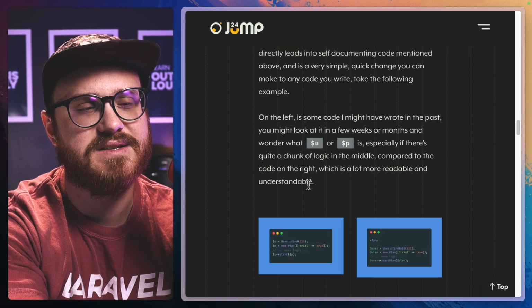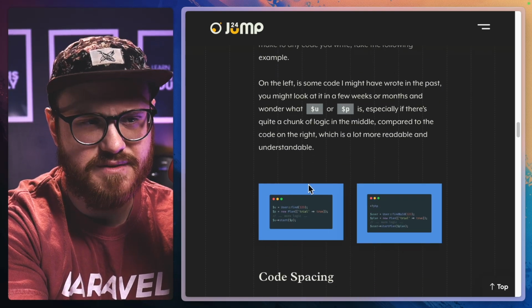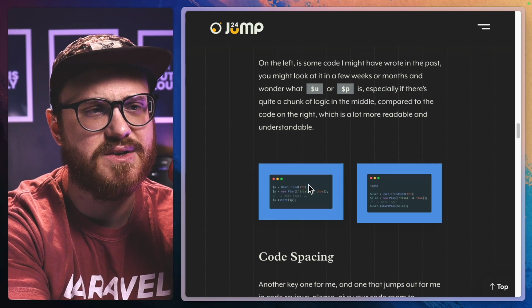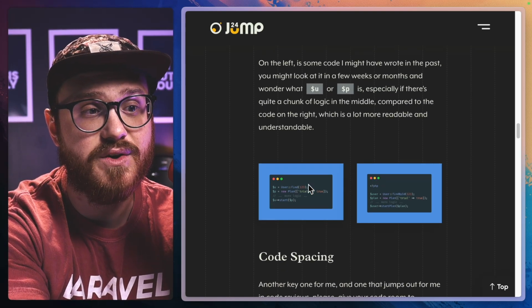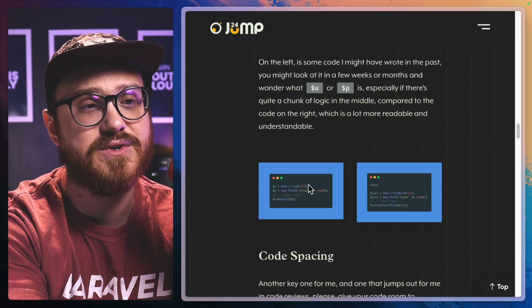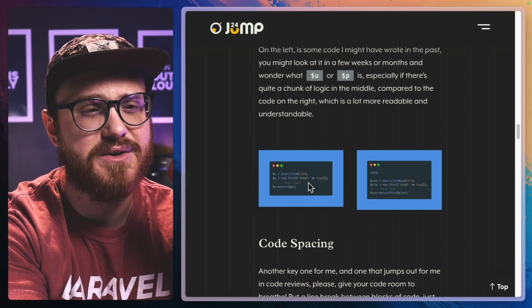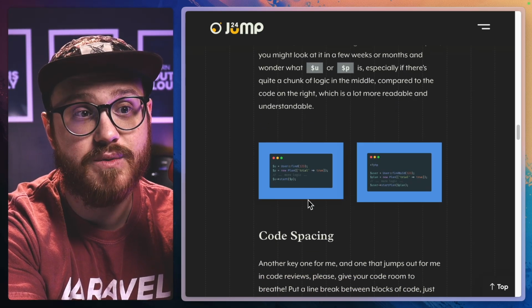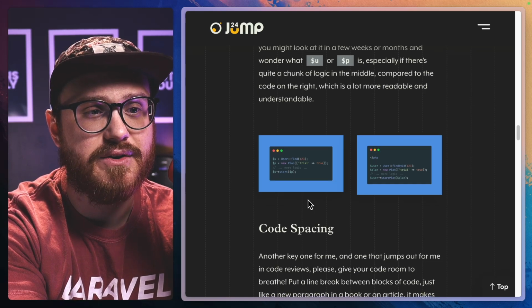Take the following example. On the left is some code I might have written in the past. You might look at it in a few weeks or months and wonder what a $U or $P is, especially if there's quite a chunk of logic in the middle, compared to the code on the right, which is a lot more readable and understandable.